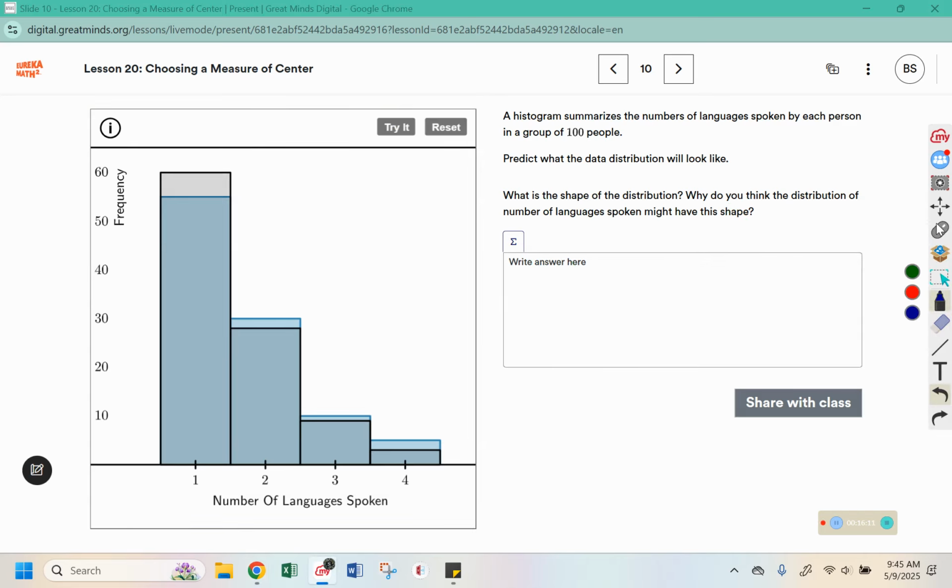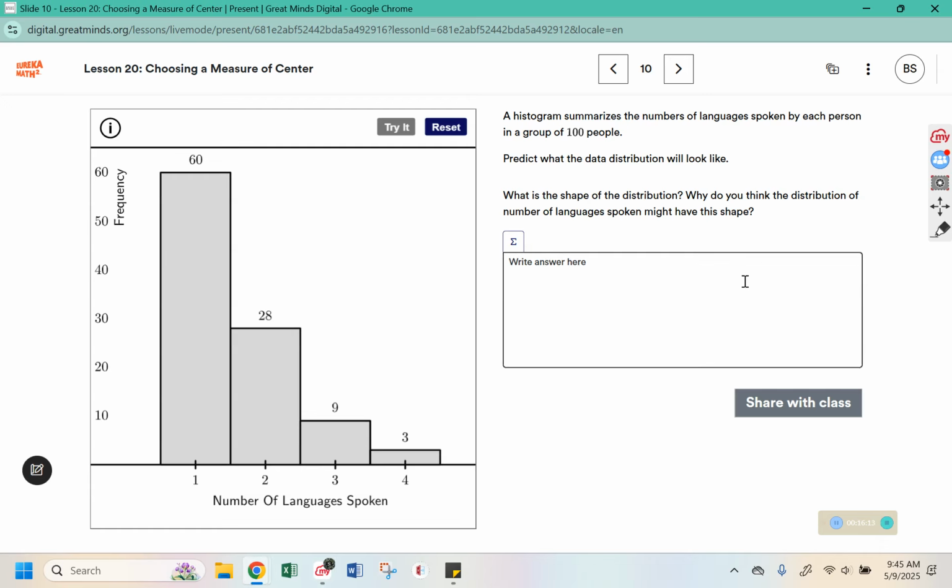What is the shape of the distribution? Why do you think the distribution of the number of languages spoken might have this shape? This is skewed right. It extends farther off into the right-hand side, and most of the data is on the left.